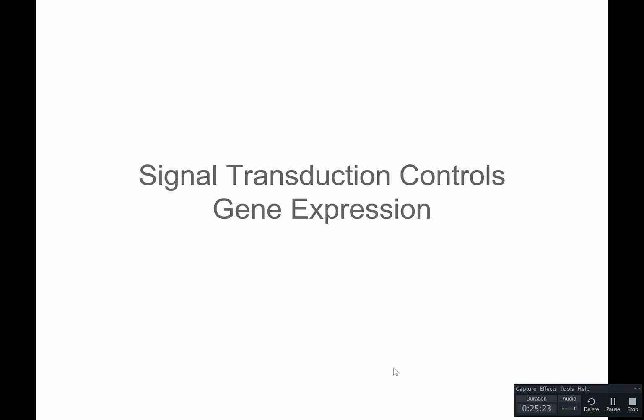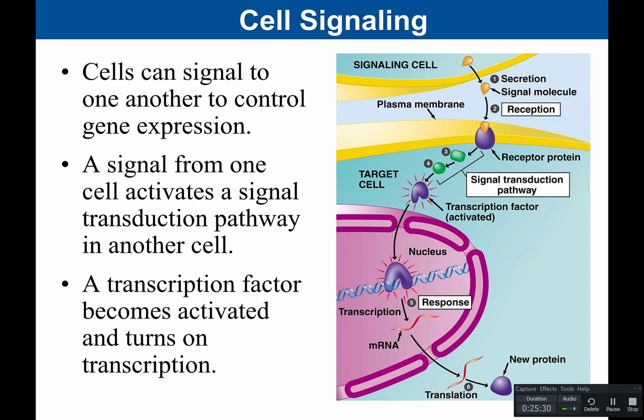So next we're going to look at signal transduction and how it controls gene expression. Cells can signal to one another to control gene expression. And this is especially important early in development. Cells have to talk. They say, you become this type of cell, I'm going to become this kind of cell. So you need that signaling. Those cells need to communicate in order for development to occur. In order for cells to have differential gene expression, we need to have cells signal to one another.